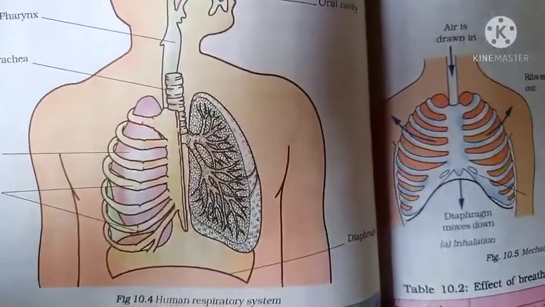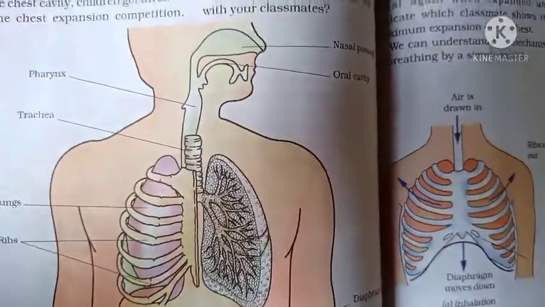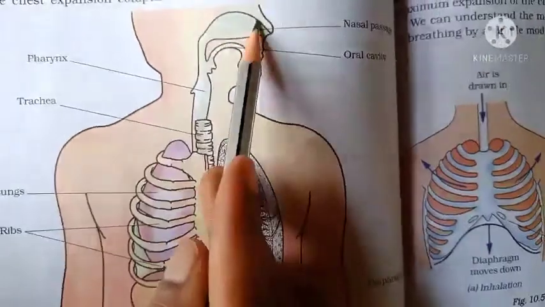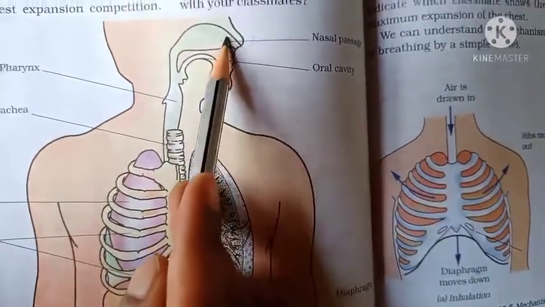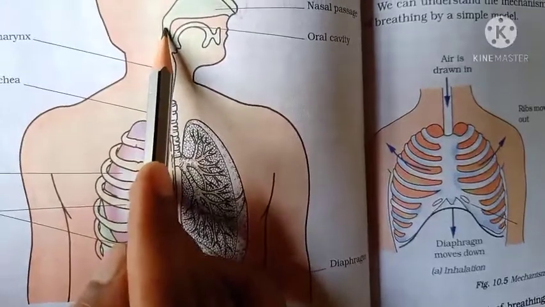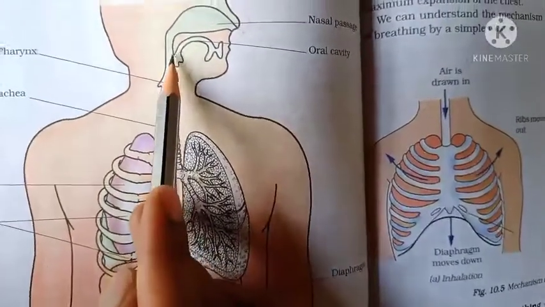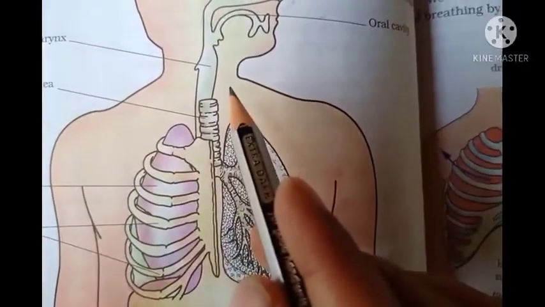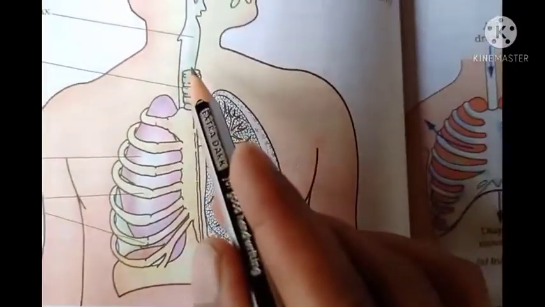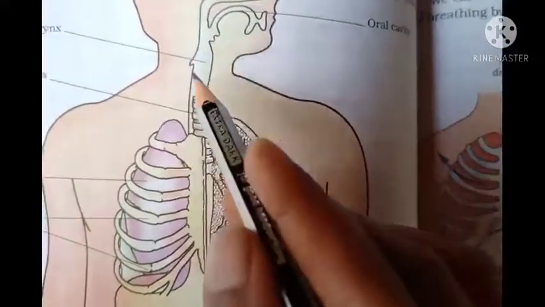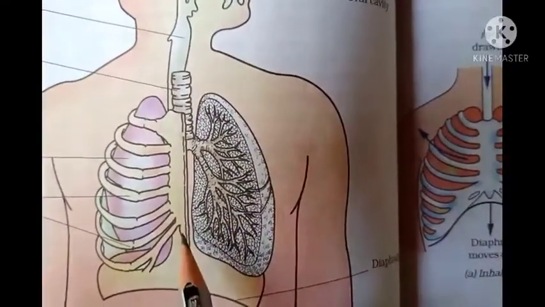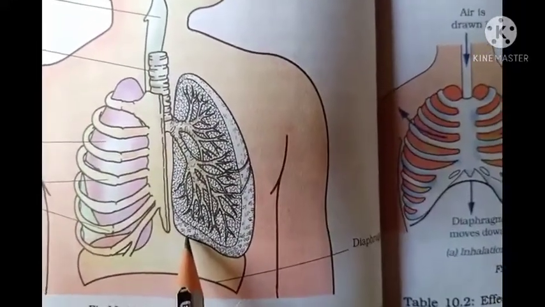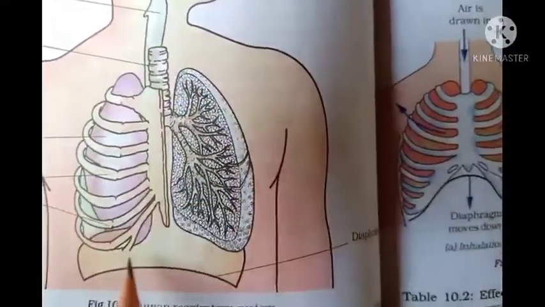So when we inhale air, it passes through our nostrils and into the nasal cavity, and from the nasal cavity the air reaches the lungs. Students, the inhaled air reaches the lungs through the windpipe. This is the windpipe. The lungs are present in the chest cavity.